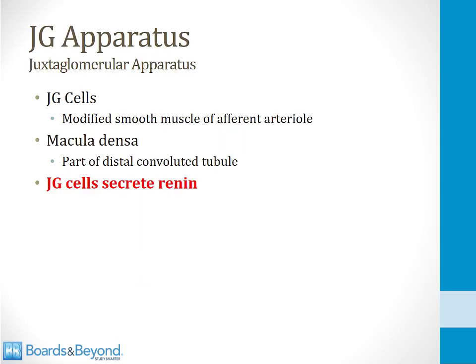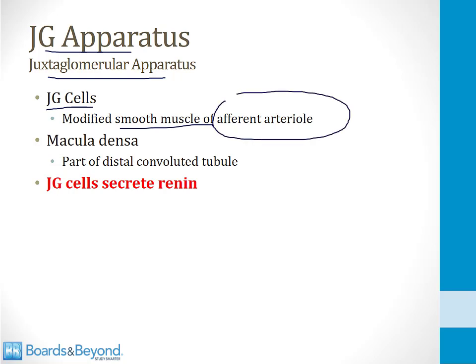I'm going to start by talking about the enzyme renin, which is released by the kidneys, and in order to understand renin, we have to first talk about the JG apparatus, which stands for the juxtaglomerular apparatus. This structure gets its name because it's found near the glomerulus, and within the JG apparatus section of the kidneys, you can find JG cells. These are modified smooth muscle cells of the afferent arteriole, and these are the cells that synthesize and secrete renin.